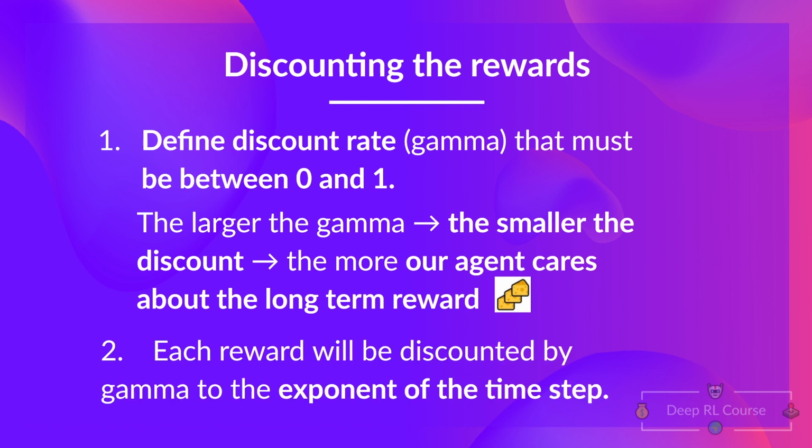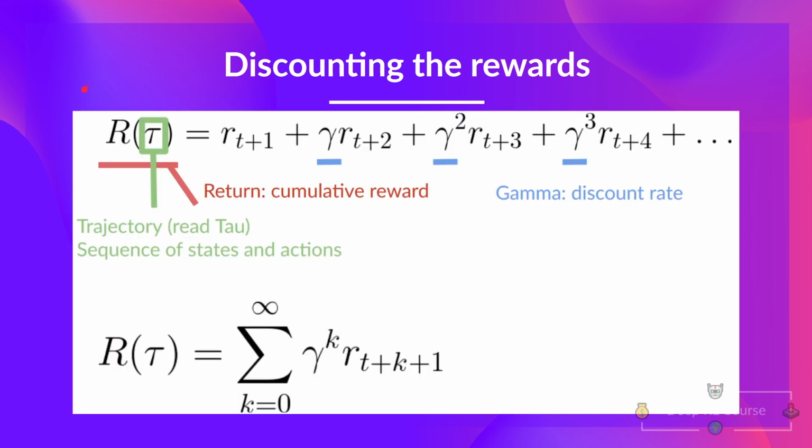Then the second step is that each reward will be discounted by gamma to the exponent of the time step. So, to better understand that, let's take the formula. What we see here is the expected cumulative reward. It's the sum of the rewards discounted by gamma to the exponent of the time step.